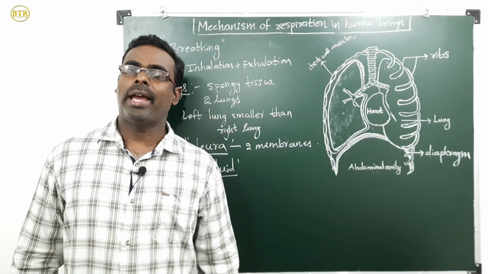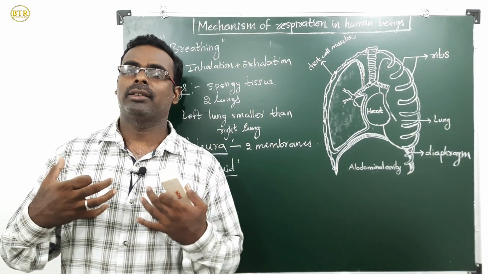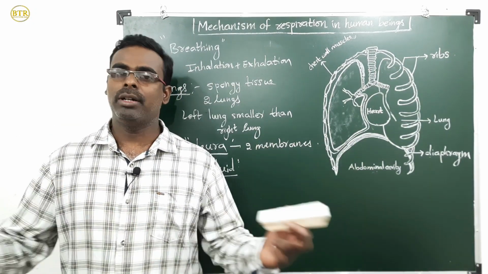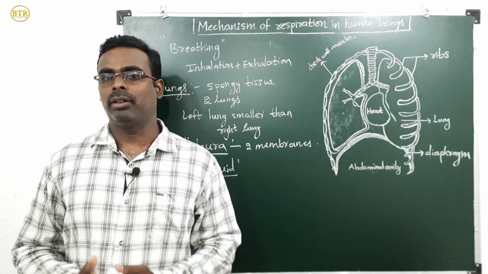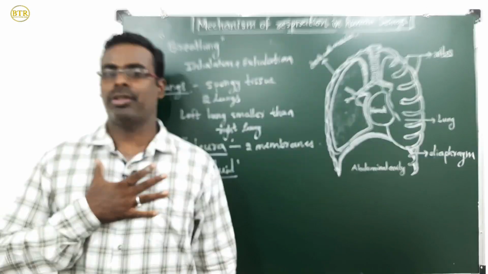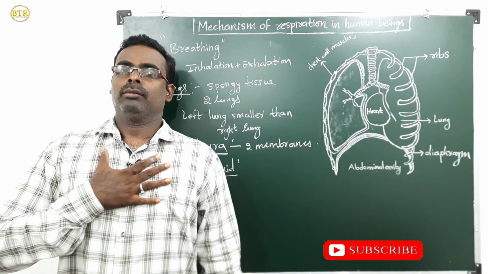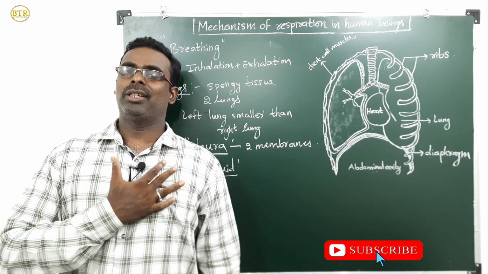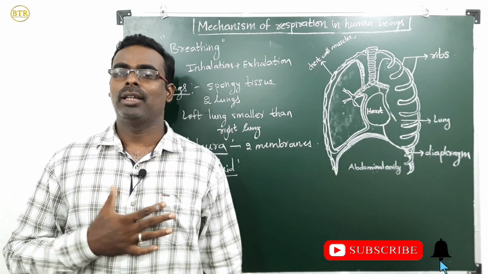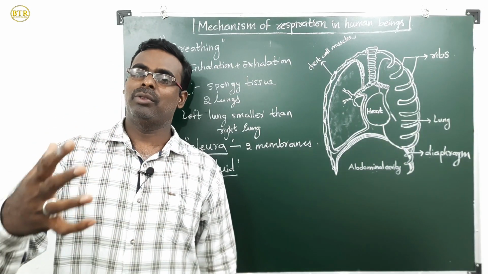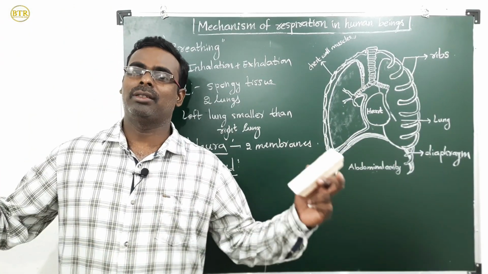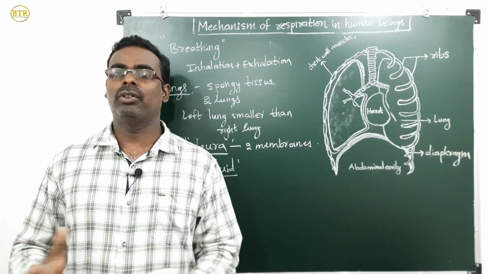Can you see your lungs directly? We cannot see our lungs directly with our eyes because they are present inside the chest cavity, but we can feel the work of the lungs. How? Just keep your hand on the chest. Now breathe in deeply. Then what happens? Chest size increases. Then breathe out. Then chest size decreases. So the size of the chest cavity increases and decreases. This is due to the presence of lungs. This is the power of lungs.